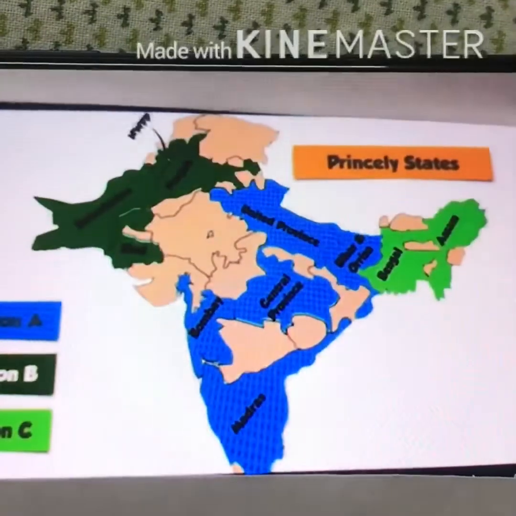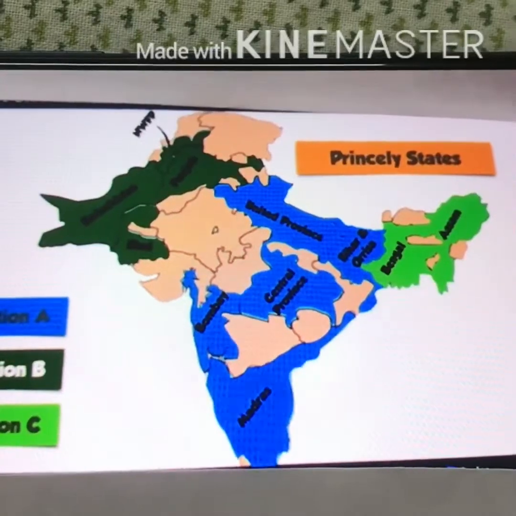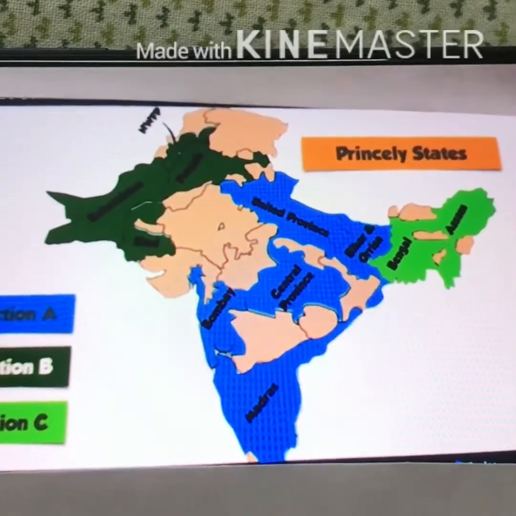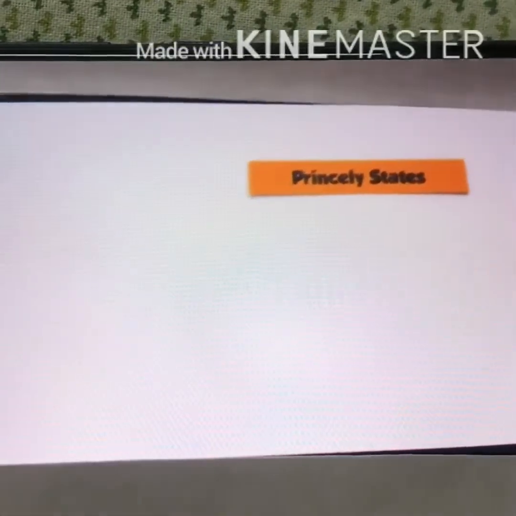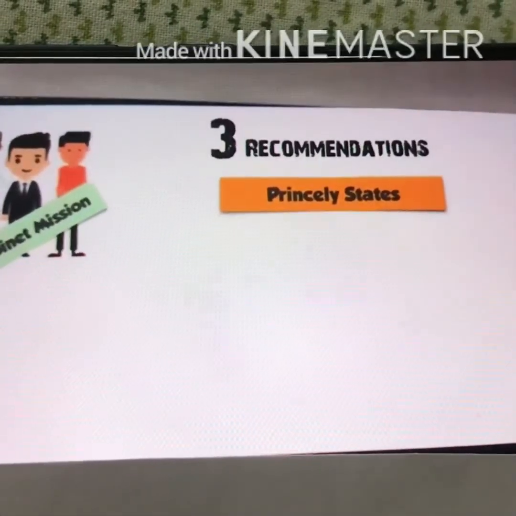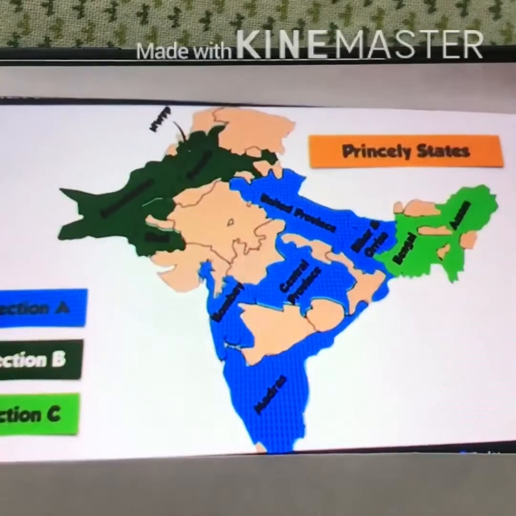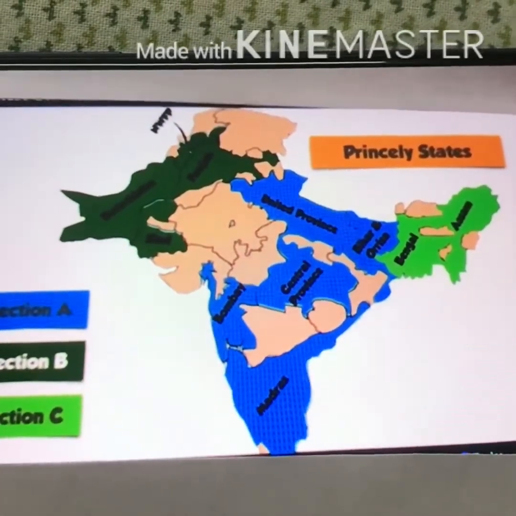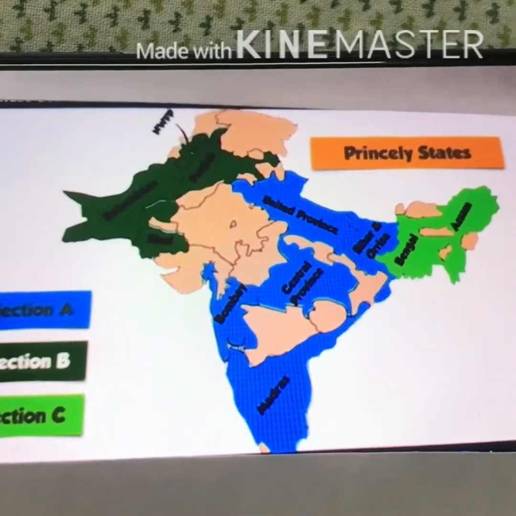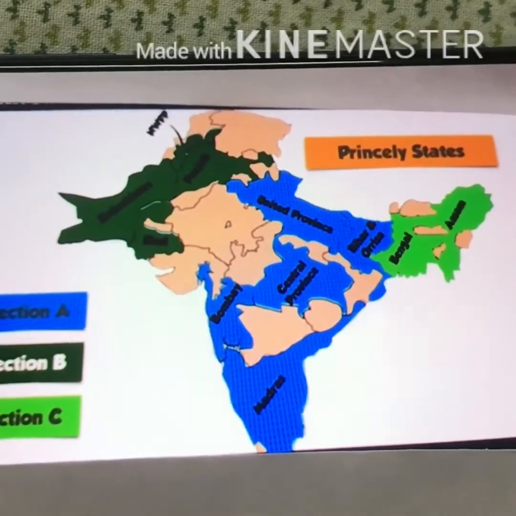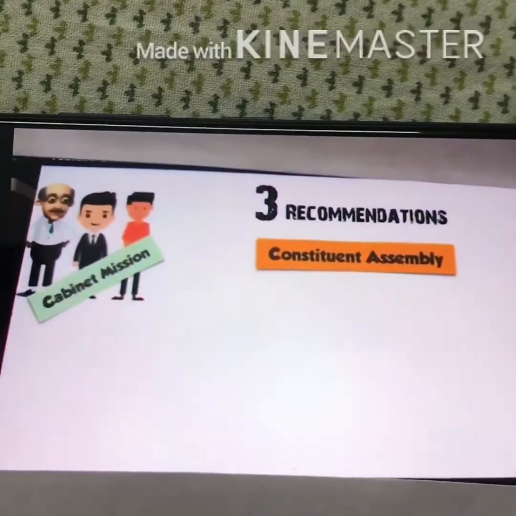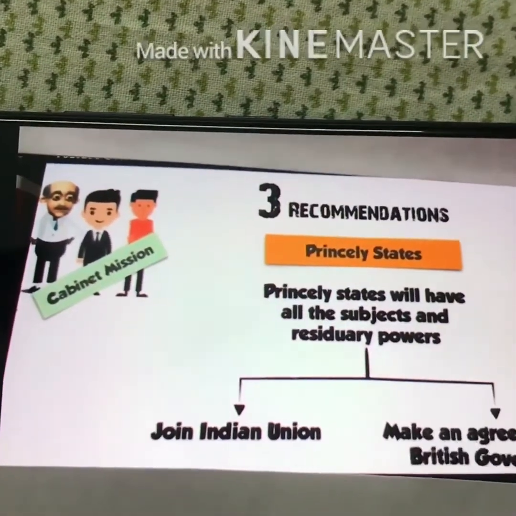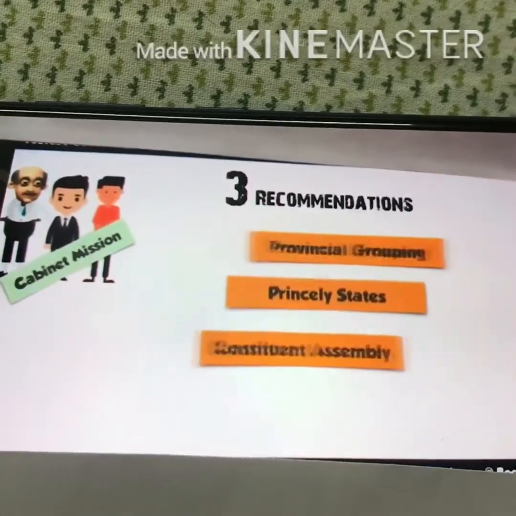Now we come to the third part, which is the constituent assembly. The Cabinet Mission Plan suggested the formation of the constituent assembly for the Indian Federation, which would comprise 293 members from provincial assemblies and 93 members from princely states. The Constituent Assembly of the Indian Federation would be given the power to make a contract with the British government for the transfer of power. According to the Cabinet Mission Plan, the Governor General would be asked to act as the constitutional head.